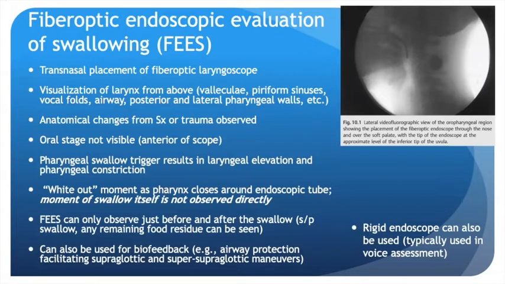The oral stage is not visible as it's anterior of the scope placement, but you can observe the vallecula, the piriform sinuses, the laryngeal vestibule, that whole region to see if there is any pooling or stasis. Now, the pharyngeal swallow trigger results in laryngeal elevation and pharyngeal constriction. As a result, this creates a whiteout moment as the pharynx closes around the endoscopic tube. So with a FEES, the moment of swallow itself is not observed directly. This is one of the major limitations of a FEES.